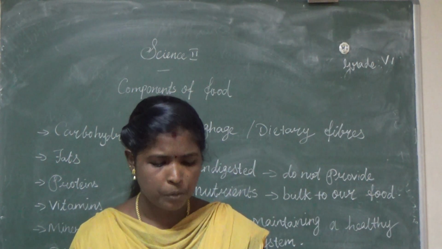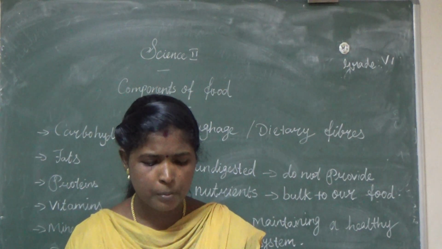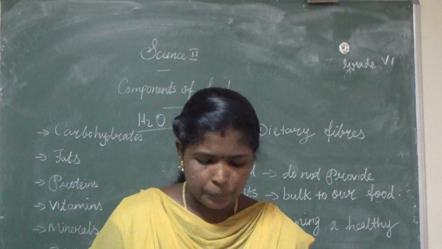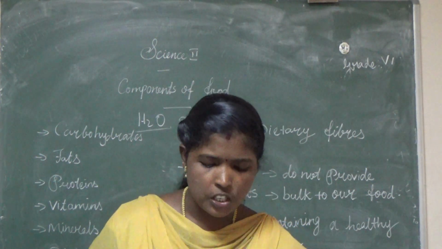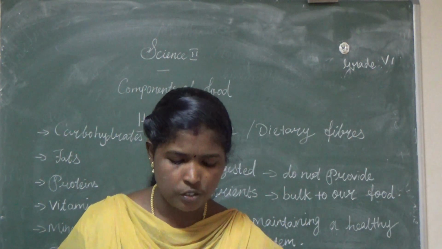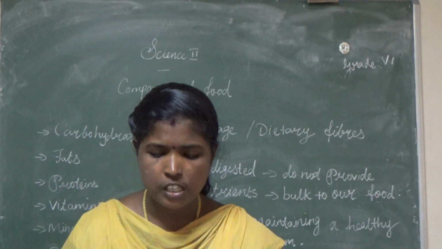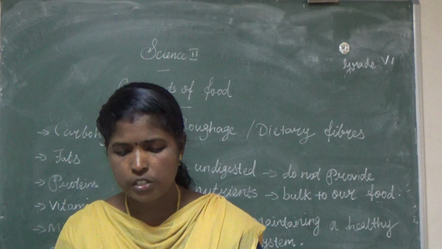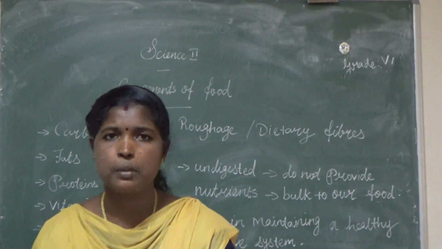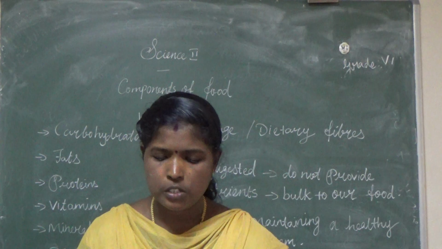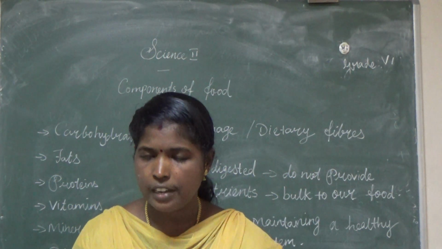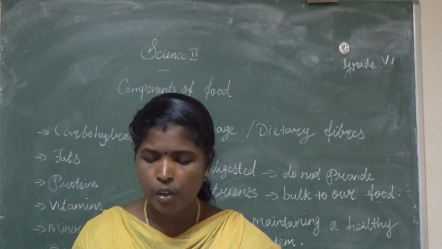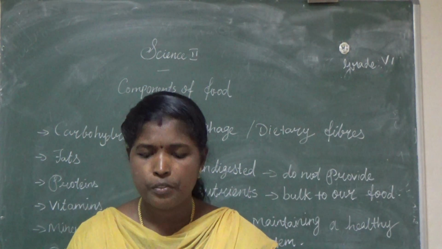Okay, take your book, page number 34. Roman numeral 6, third question. Write a short note on roughage. Here you see what is roughage. The answer is on page number 27. The portion of the plant food that remains undigested and does not provide any nutrients to our body but provides bulk to our food is called roughage or dietary fibers.